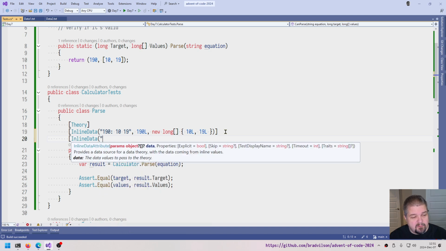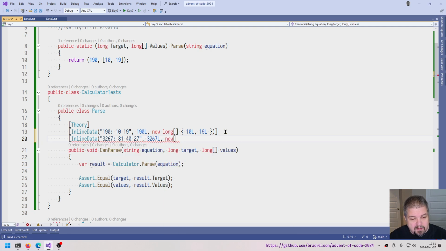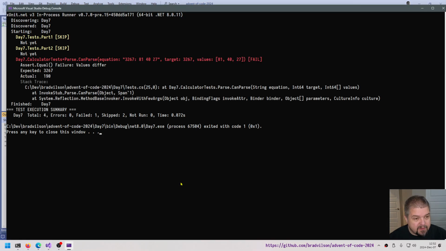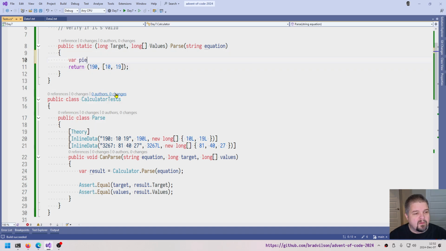Inline data for that one is 3267 long, and then longs for 81, 40, and 27. Okay. Now that one's going to fail because, of course, we hard-coded the data. So now let's come back up here and parse correctly. Our friend long parse in LINQ is going to be in use here. So we'll take equation. We will split.